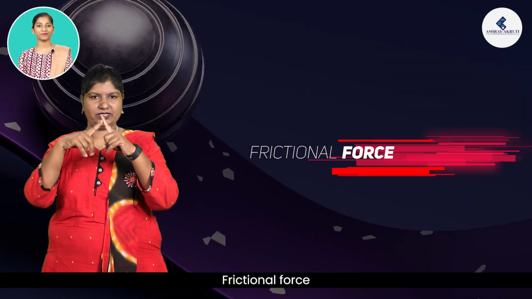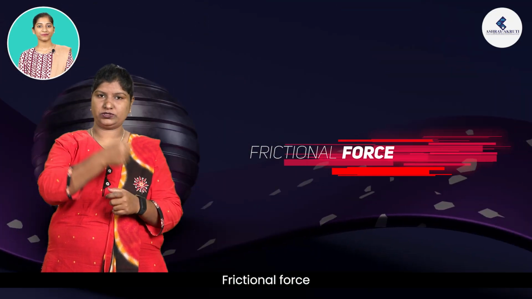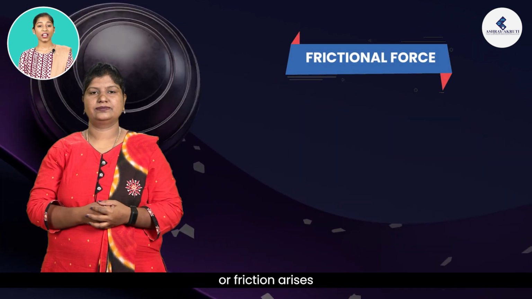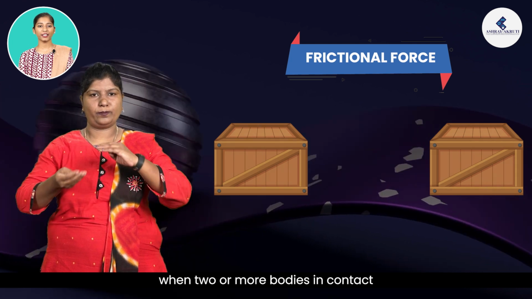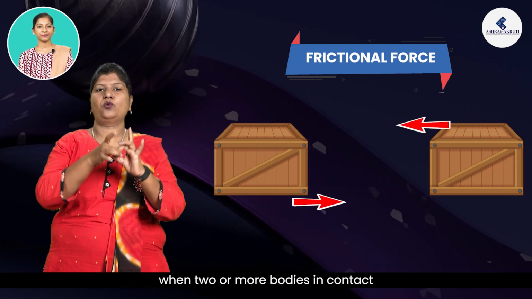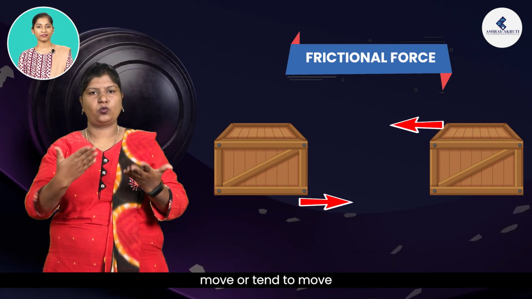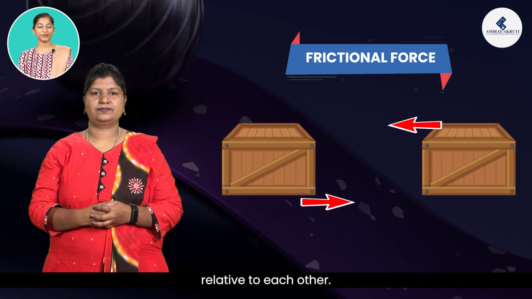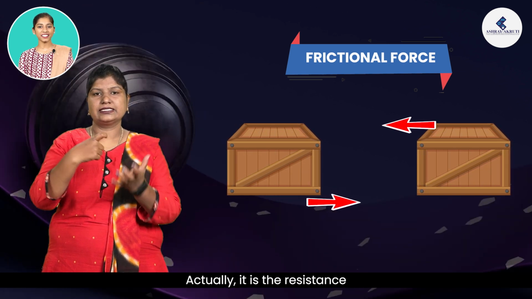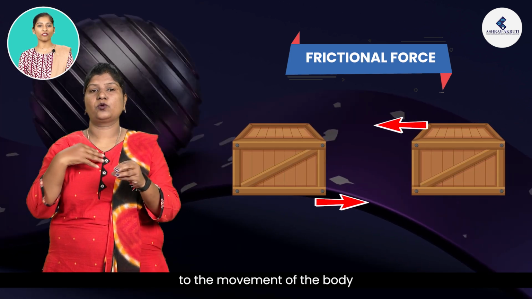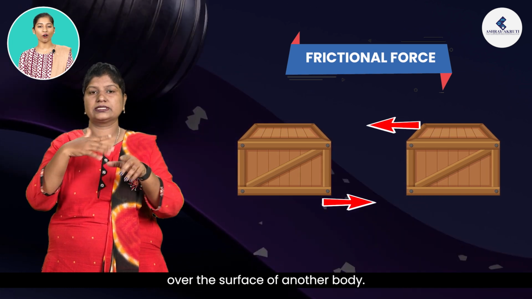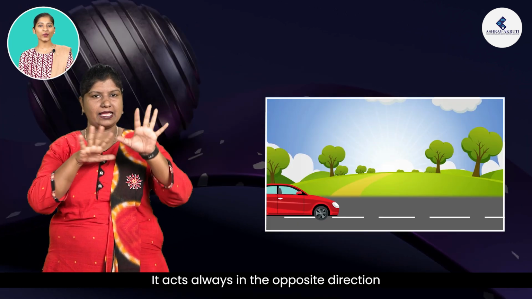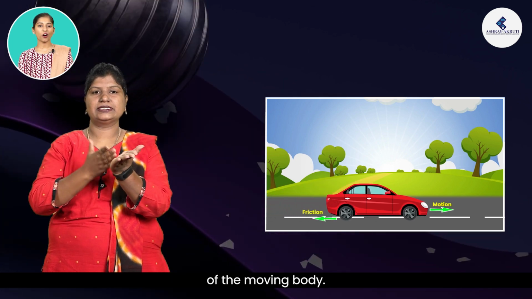Frictional force or friction arises when two or more bodies in contact move or tend to move relative to each other. Actually, it is the resistance to the movement of the body over the surface of another body. It acts always in the opposite direction of the moving body.